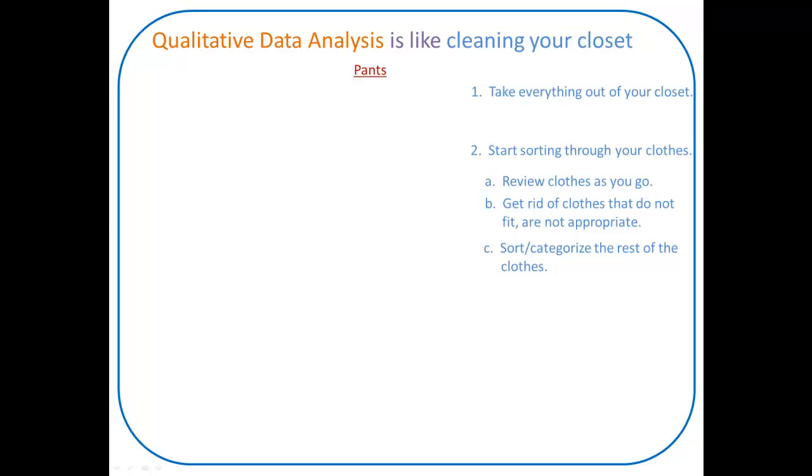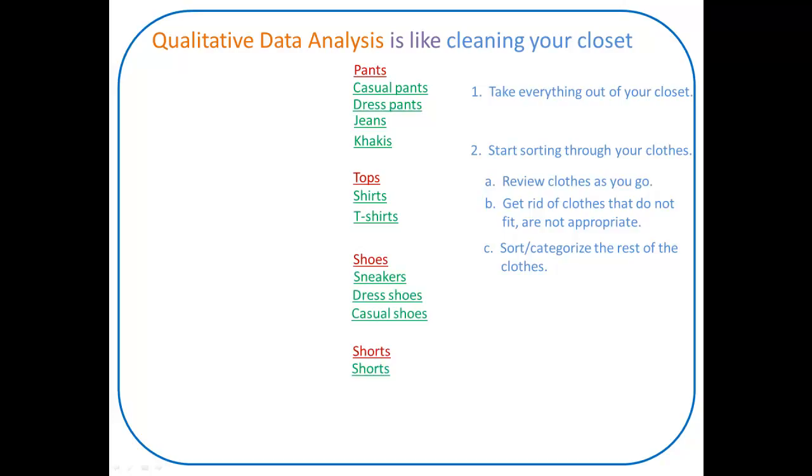So maybe I just make a category called pants. And inside that category goes my casual pants, my dress pants, my jeans, and my khakis. And I might have a category called tops that has my shirts and my t-shirts. And I might have a category called shoes that has all my shoes, my sneakers, my dress shoes, and my casual shoes. And then I might have a category called shorts because it doesn't really fit in any of the other categories, so I'll give it its own category.